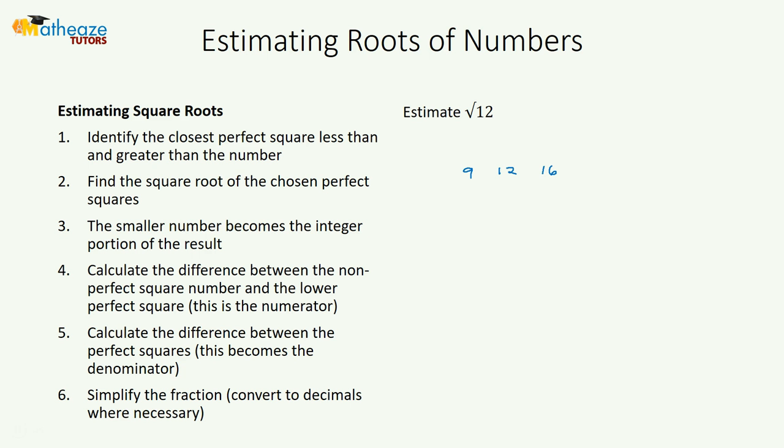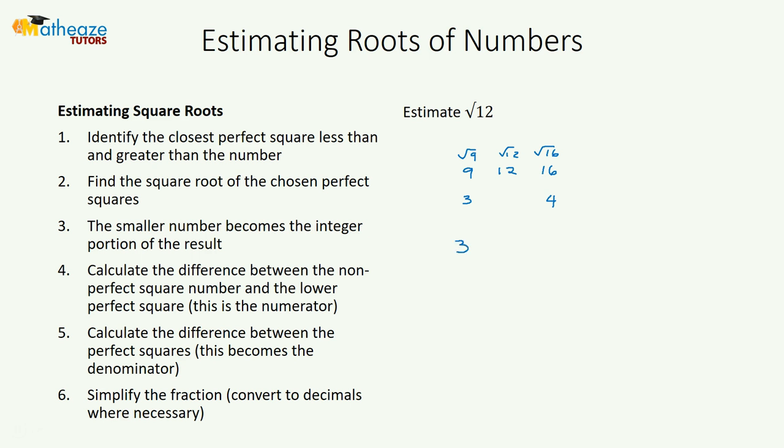Now we're going to find the square root of the perfect squares. So square root of 9, square root of 16, and then we have the square root of 12 right here. So the square root of 9 is 3, the square root of 16 is 4. So now we're going to start off with the lower square root, so it's going to be 3.